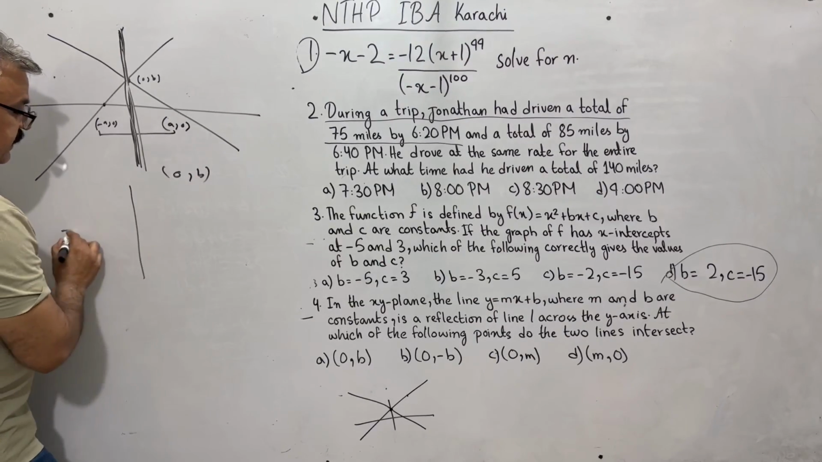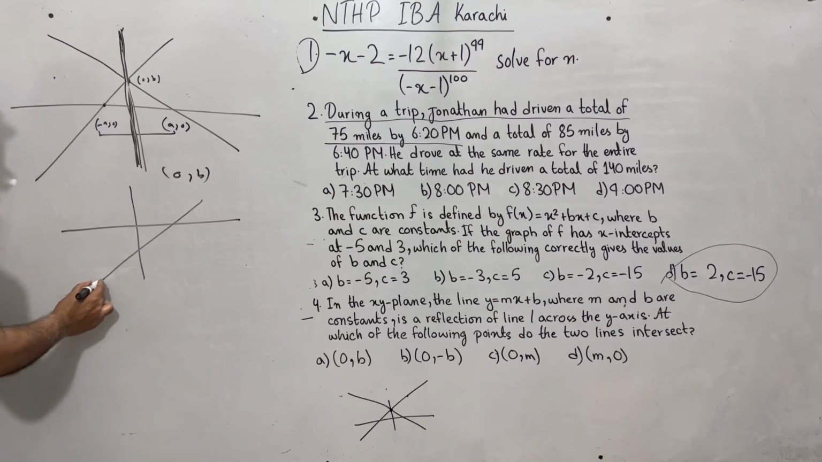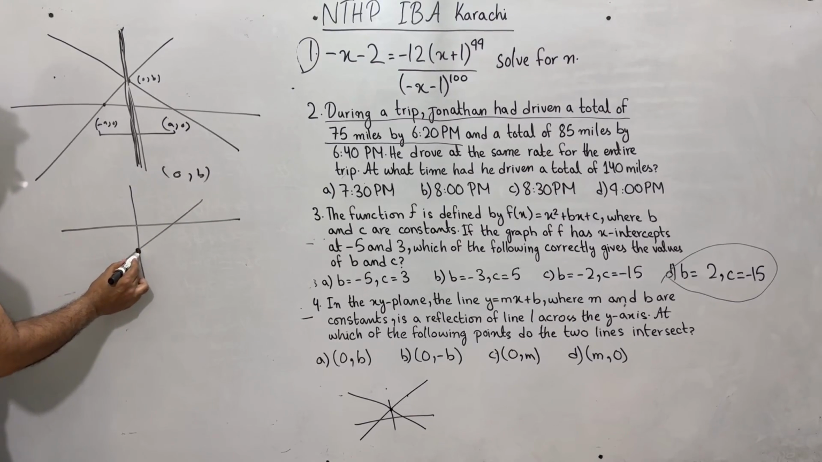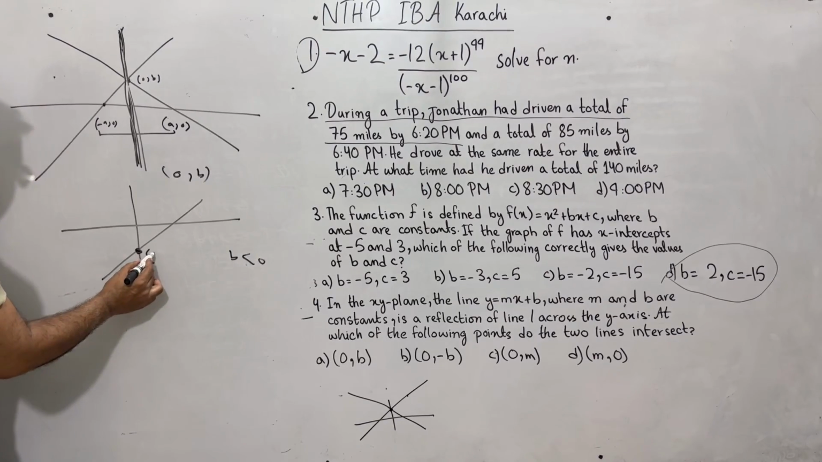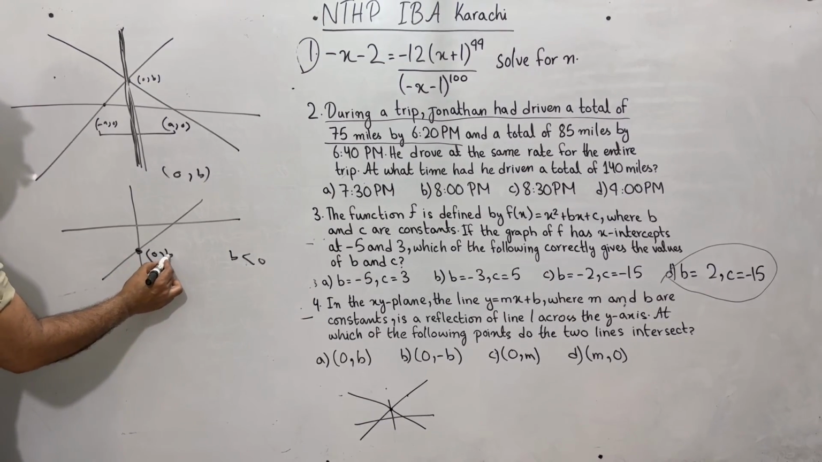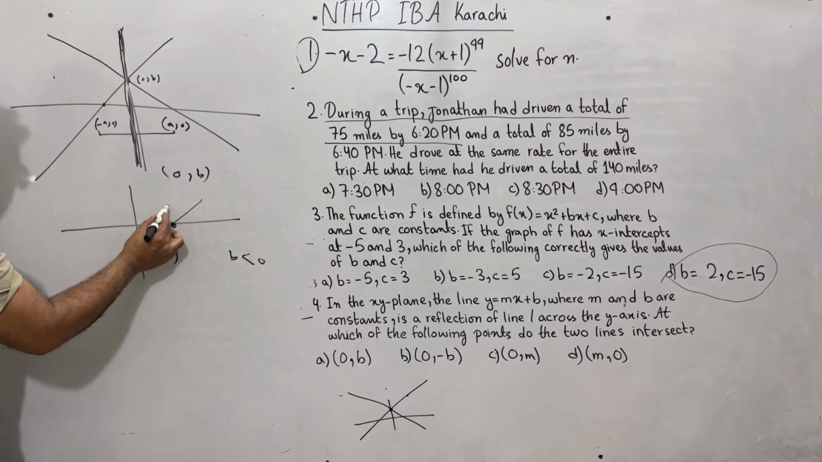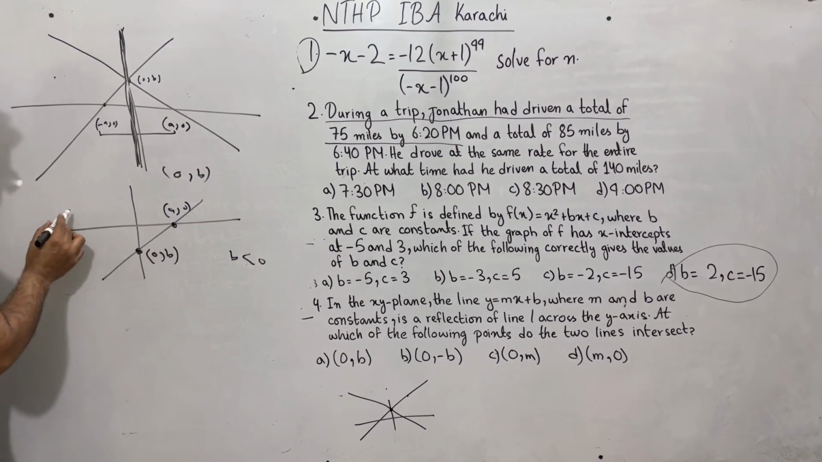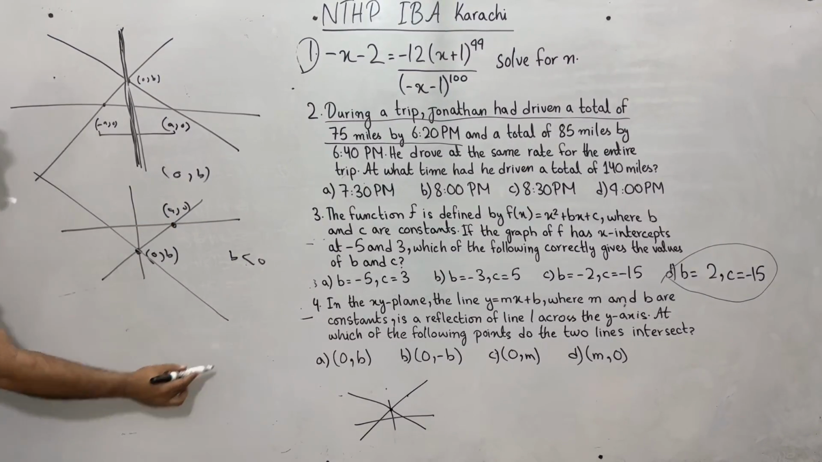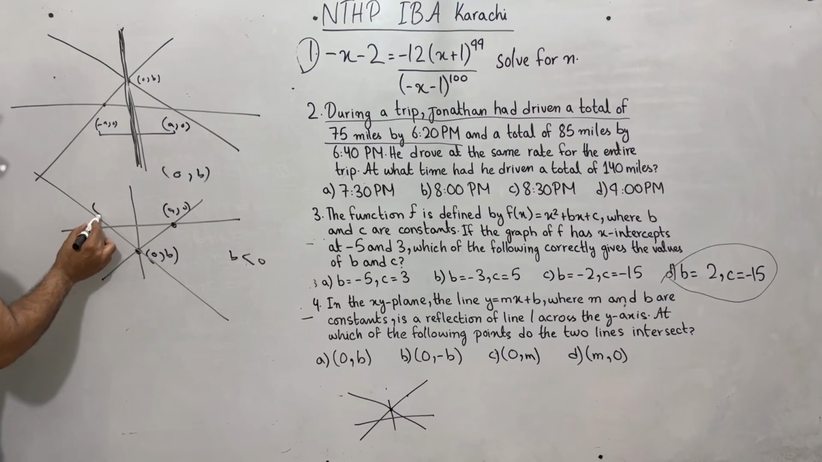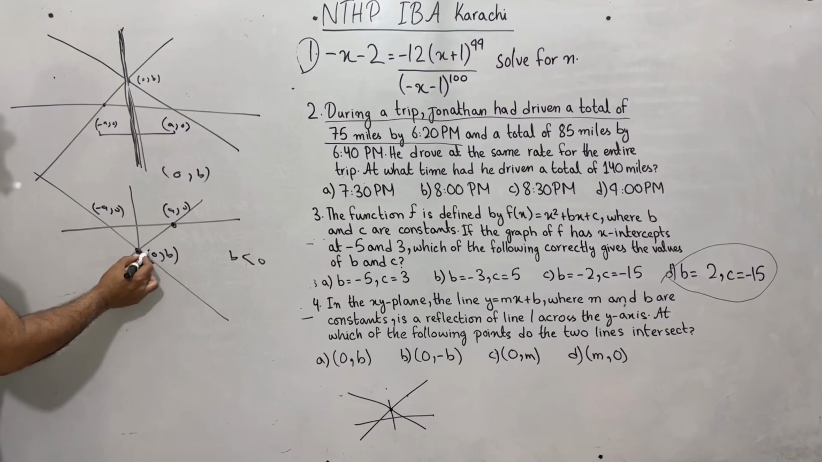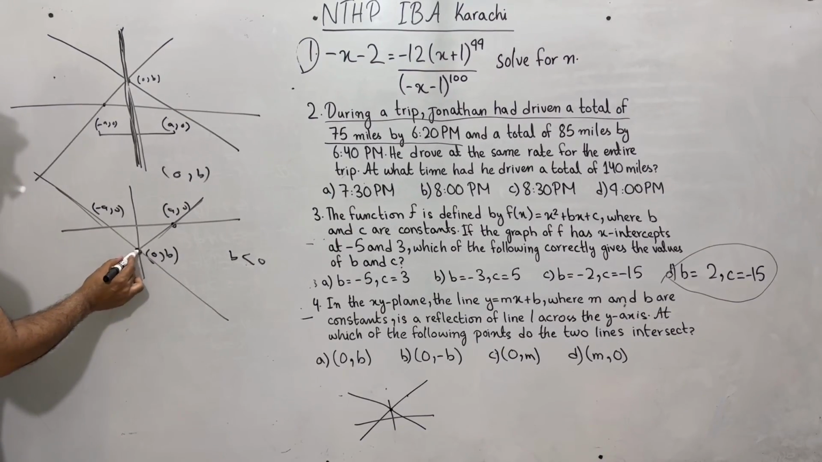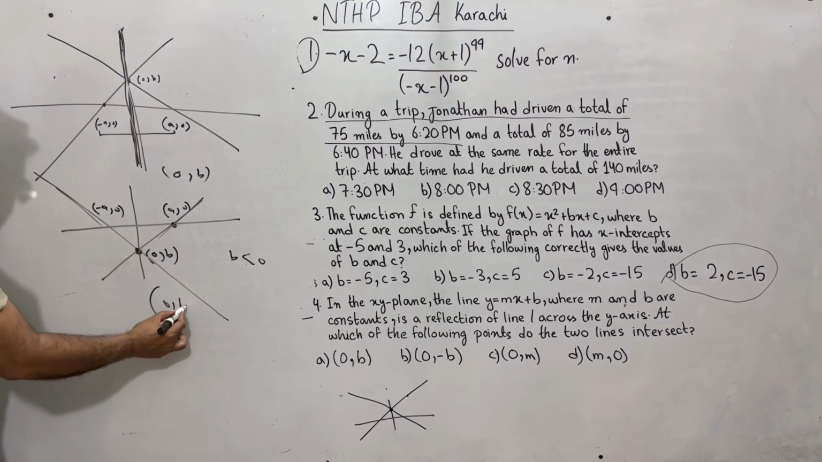Or one can draw another possibility. Suppose b itself is negative. Here it's 0, b, and here it's a comma 0. Find its reflection about the y-axis. It seems to be like this. Here again we have negative a, 0. We will get the same y-intercept in that case, and both the lines meet at 0 comma b.